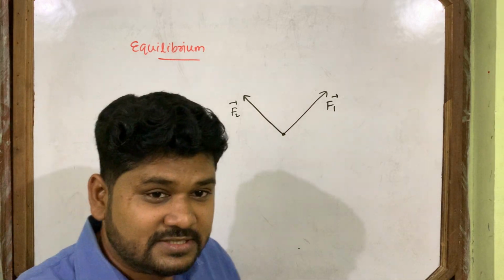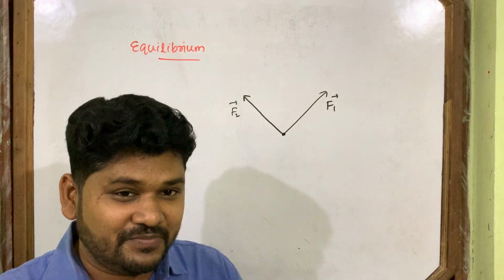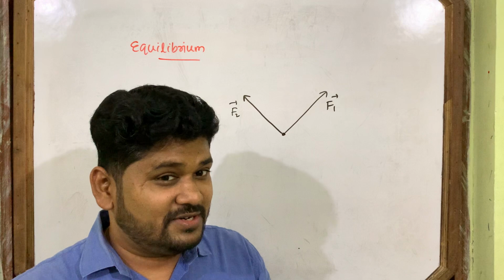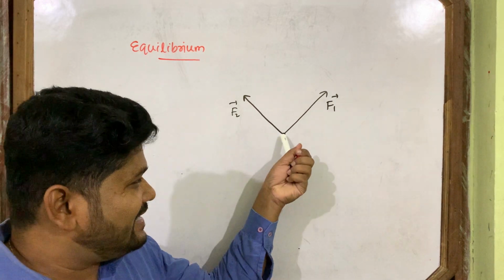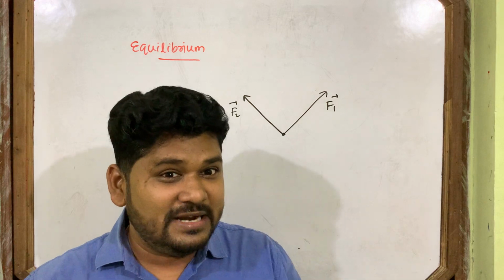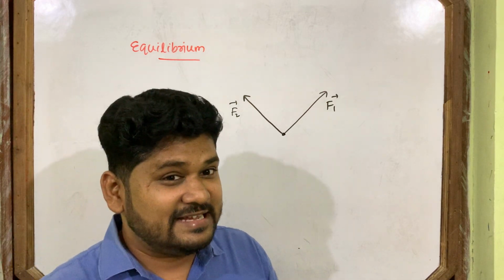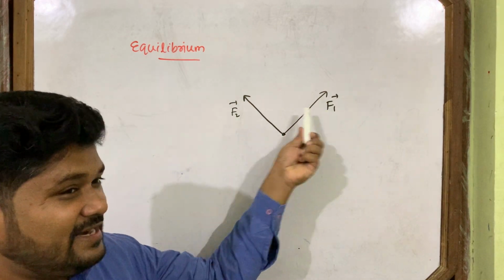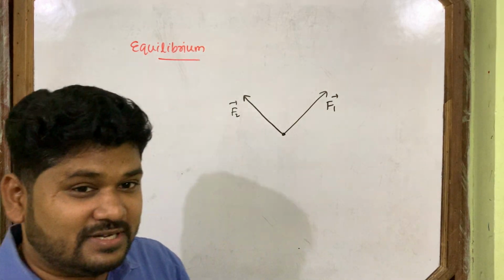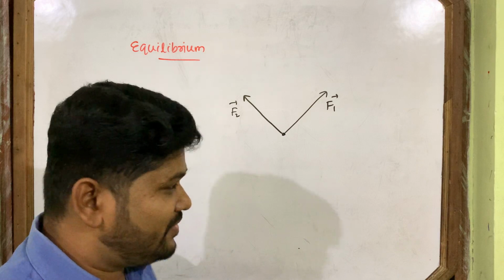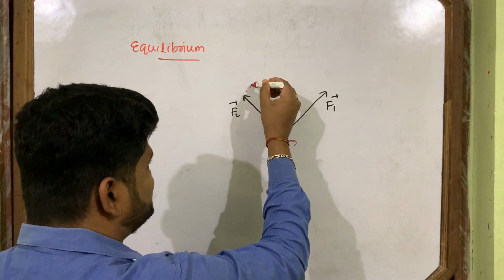How will we draw the resultant? Which law will we use here? Triangular law or parallelogram law? They are acting at a point simultaneously, at a time, not one by one. So which law will we use here? Parallelogram law. So the parallelogram law will be used here.